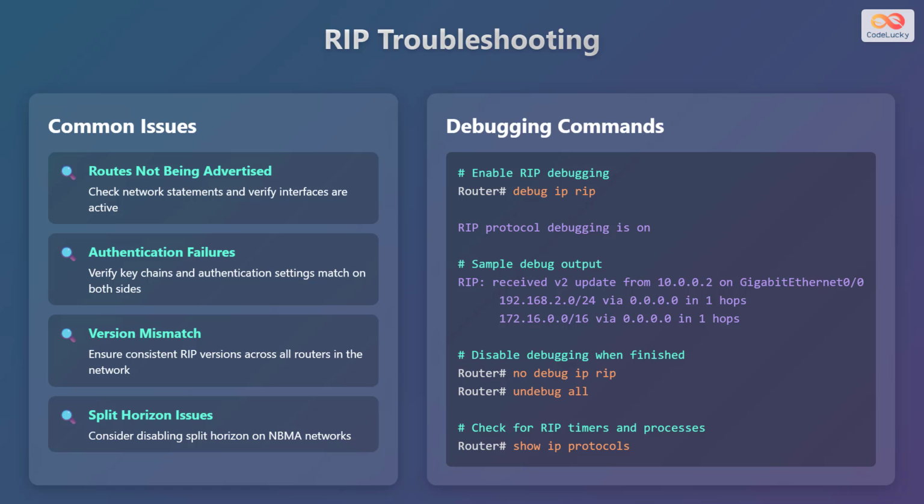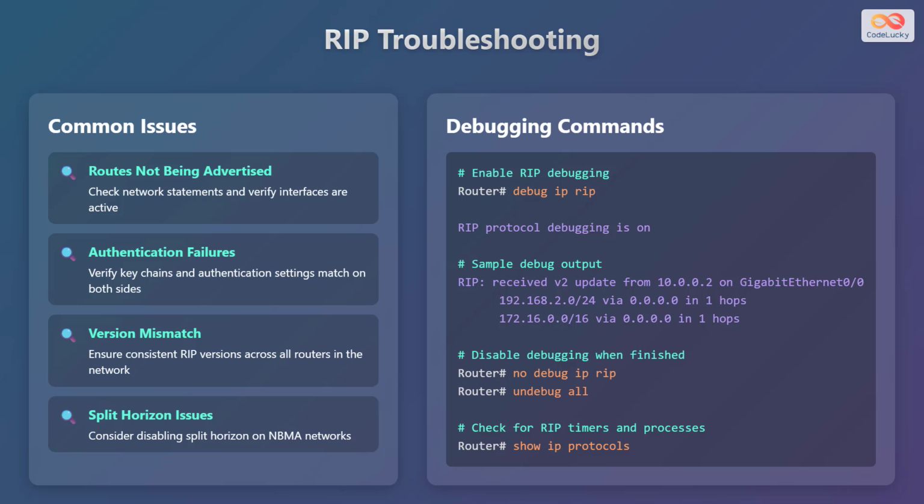Now let's explore some troubleshooting techniques for RIP. Common issues include routes not being advertised, authentication failures, version mismatch, and split horizon issues. To troubleshoot routes not being advertised, check the network statements and verify that the interfaces are active. To troubleshoot authentication failures, verify that the key chains and authentication settings match on both sides. To troubleshoot version mismatch, ensure consistent RIP versions across all routers in the network. If there are split horizon issues, consider disabling split horizon on non-broadcast multi-access or NBMA networks.